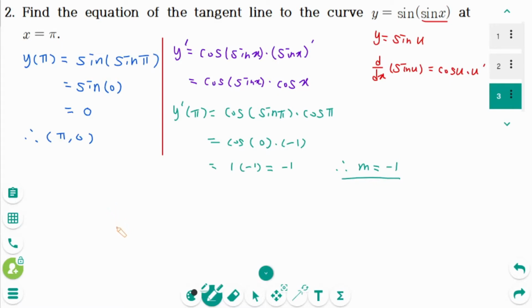We use the point slope form to write an equation of the tangent line at pi, 0. y minus y1, which is 0, equals m, which is minus 1, times x minus x1, which is pi. So y equals minus x minus pi, or we can rewrite as y equals minus x plus pi.